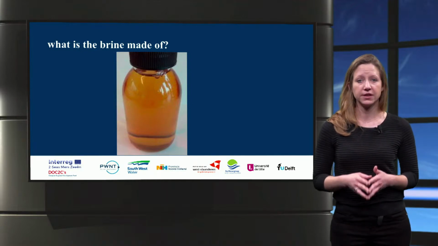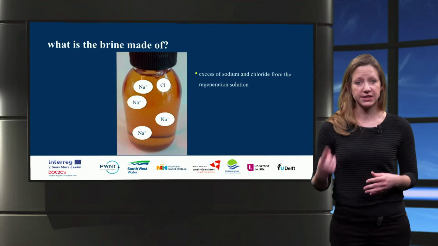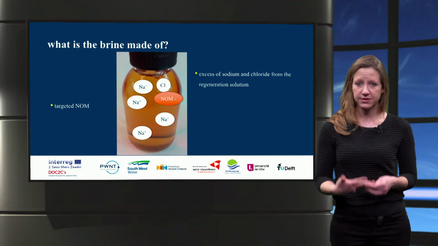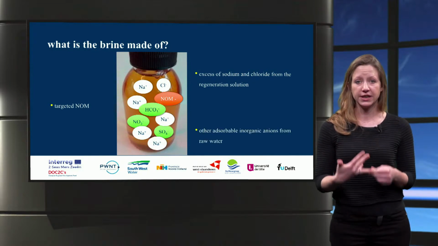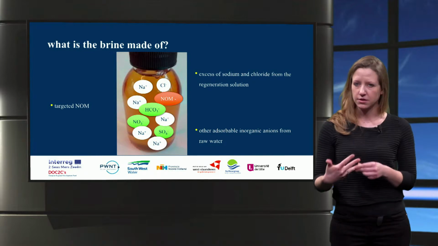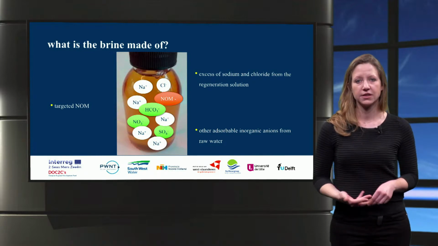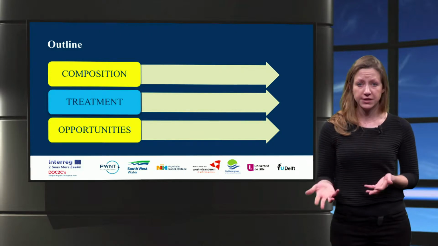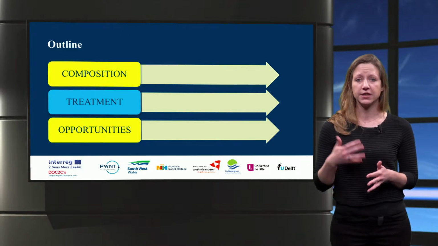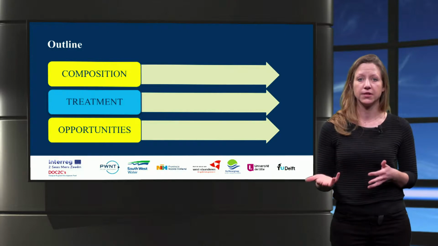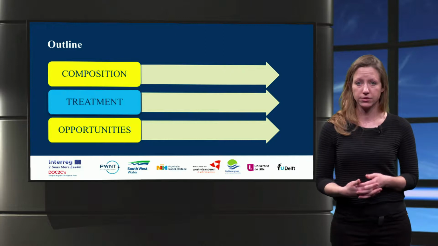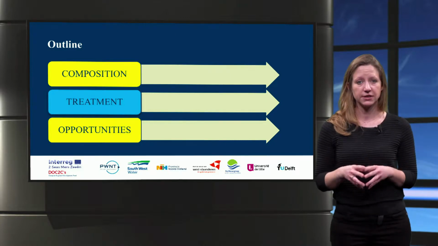Generally, three kinds of compounds are encountered: the excess of sodium chloride from the regenerant solution, the colorful and negatively charged NOMs, which are targeted by the process, and some inorganic anions commonly present in the water, such as sulfate, nitrate, or bicarbonate. For the locations where brine discharge is not possible or desirable due to high salinity or coloration, a variety of treatment technologies are available to achieve different goals. These goals are discussed here.